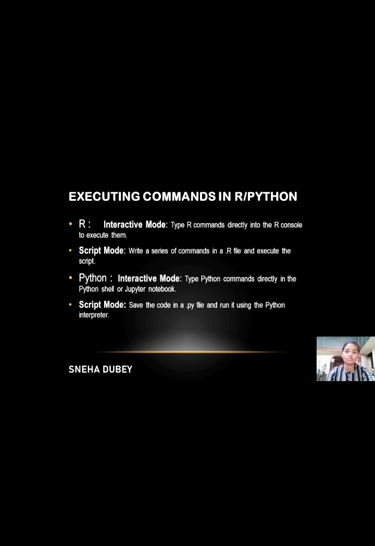In R programming, we type R commands directly into the R console to execute them, and in Python we write commands directly into the Python shell or Jupyter notebook. Script mode: save the code in a .py file and run it using a Python interpreter.